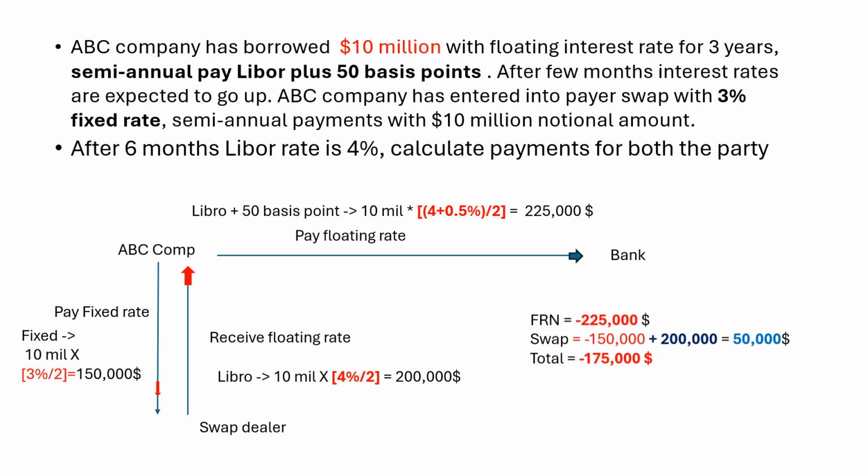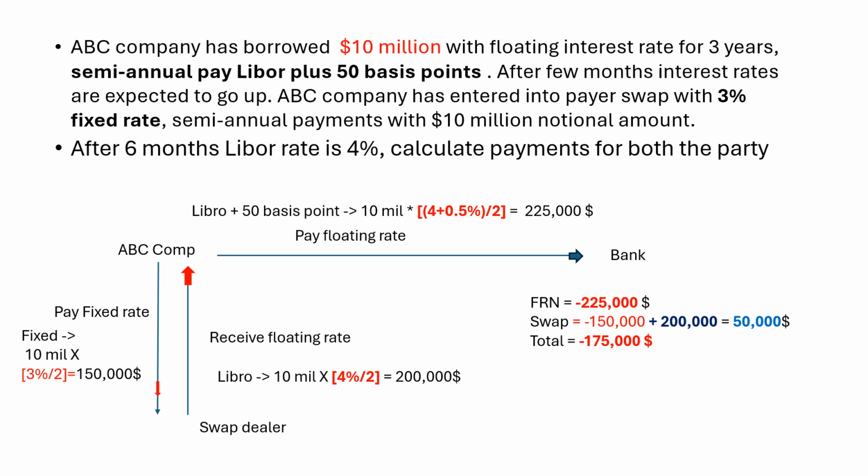Let's see the total. The FRN is minus 225,000 and the swap is now going to give us positive 50,000. The total is minus $175,000. So remember, the company has changed the floating rate to the fixed rate. It is now going to pay minus $175,000, no matter what the LIBOR rate is.